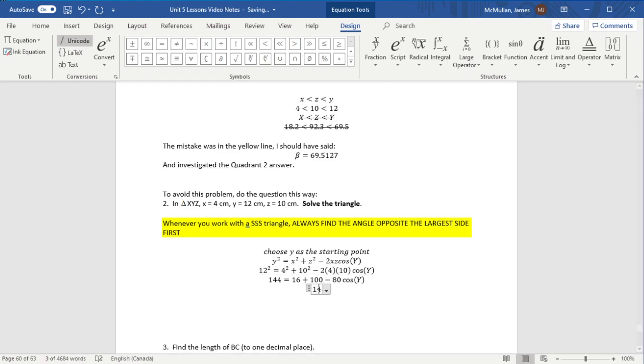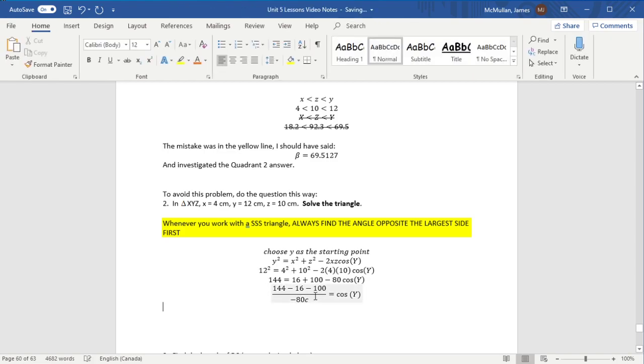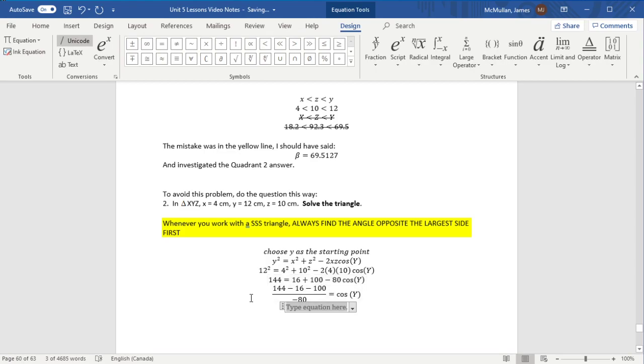And we just have to isolate here. So we go 144 minus 16 minus 100, all of that, so the subtractions first. Then we have to divide that by negative 80. Not 80c, sorry. All of that is equal to cos y. So 144 minus 100 is 44. 44 minus 16 would be 28. And positive 28 over negative 80 is equal to cos y. And therefore y is equal to inverse cos of negative 28 over 80.